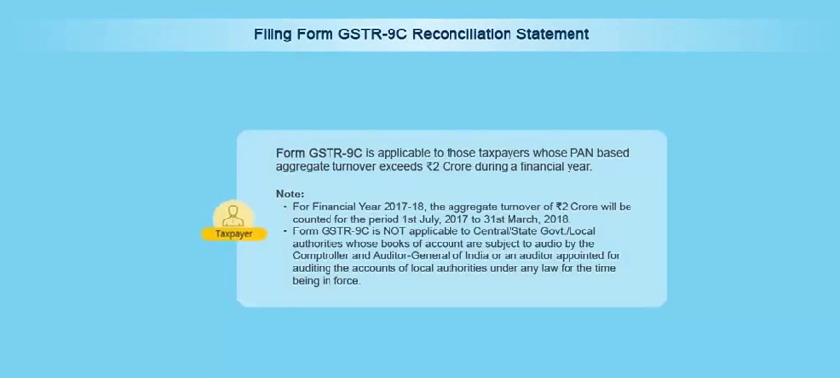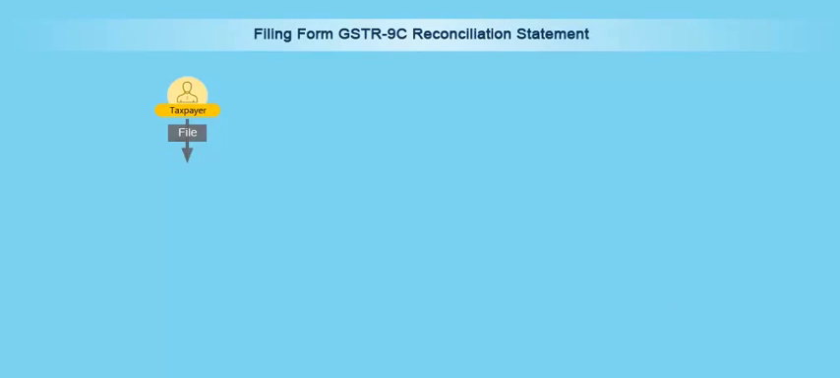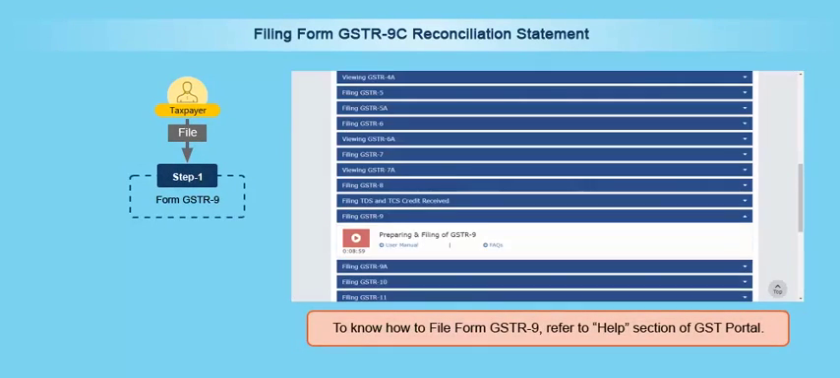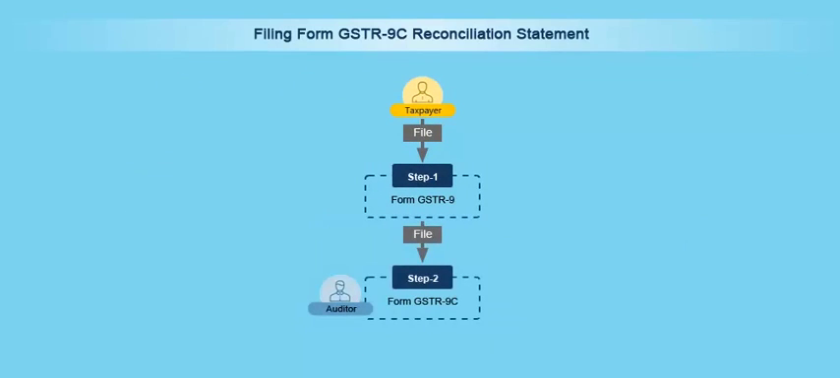Form GSTR 9C is a reconciliation statement which is to be filed by the taxpayers whose PAN-based aggregate turnover exceeds Rs 2 crores during a financial year. All such taxpayers are first required to file Form GSTR 9 and then file Form GSTR 9C prepared by the auditor along with a copy of audited annual accounts and annual financial statements. In this video, let's see how you can file Form GSTR 9C on the GST portal.